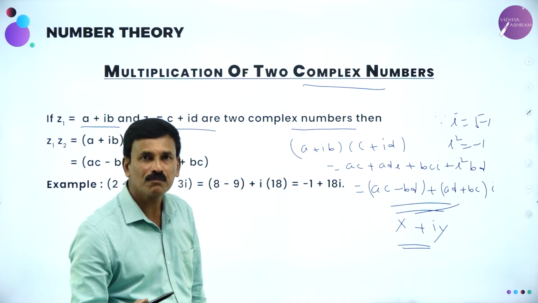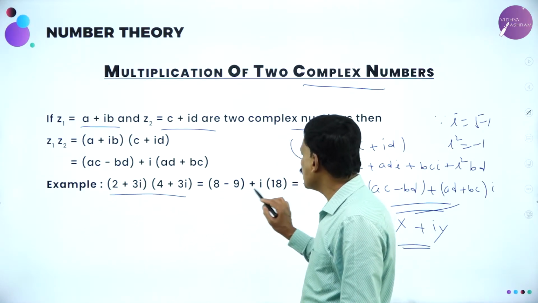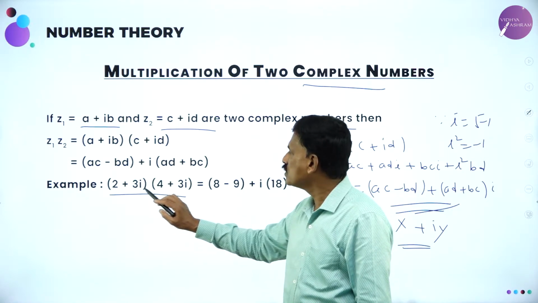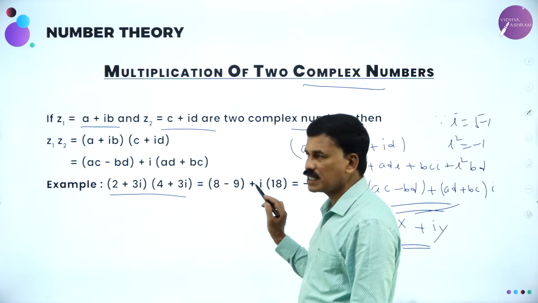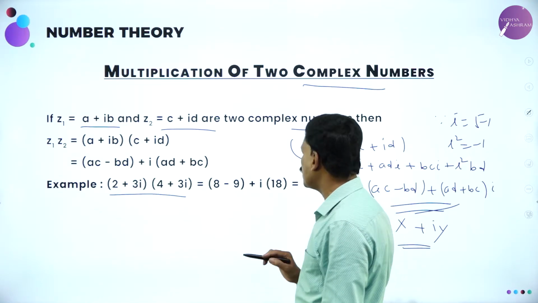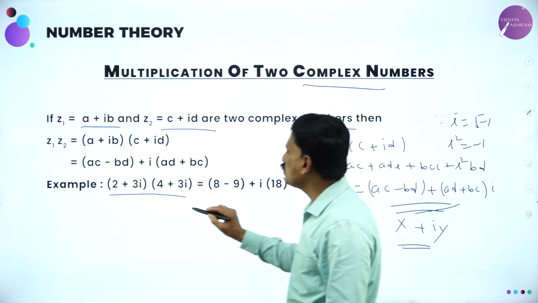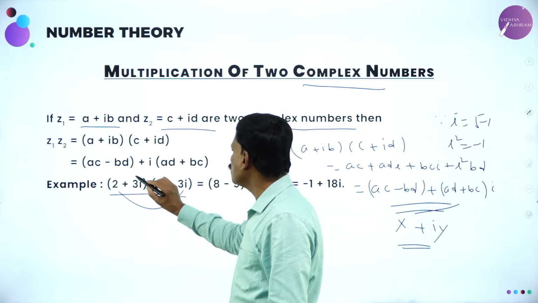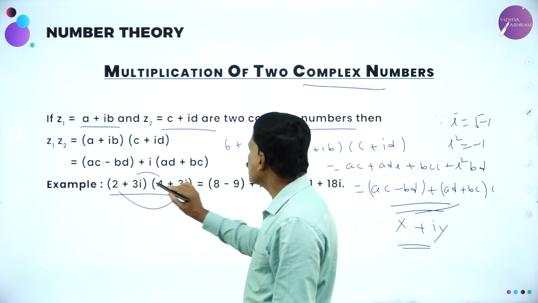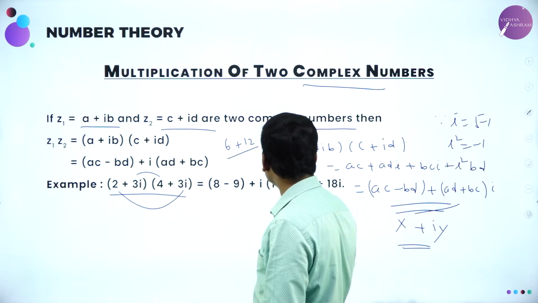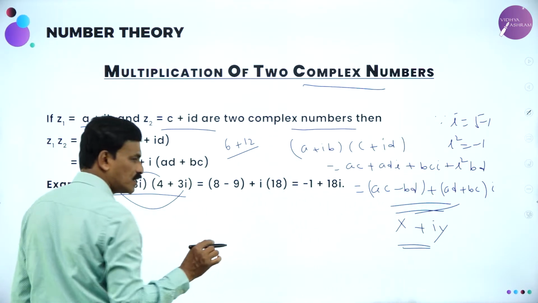Let me take an example. Now just take this example: (2 plus 3i) into (4 plus 3i). So just multiply these two first. That is nothing but 4 into 2 is 8, minus 3 into 3 is 9. 8 minus 9 is minus 1, plus i into (ad plus bc). 2 into 3 is 6, plus 3 into 4 is 12. That is equal to 18i. Or the easiest method, just ordinary multiplication.